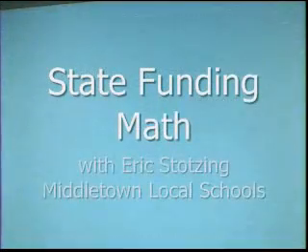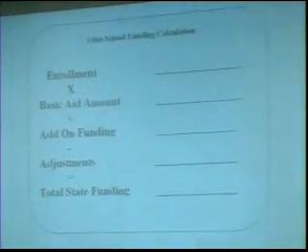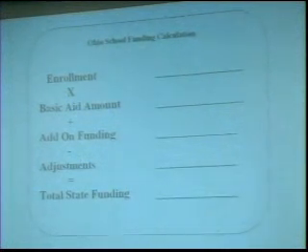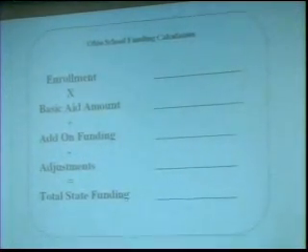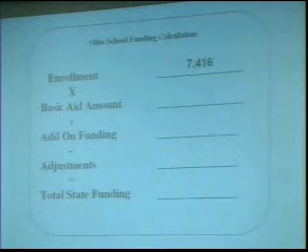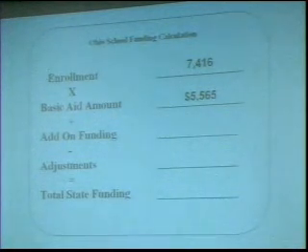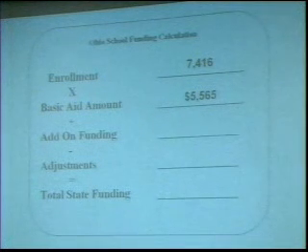What I'm going to do is go through an example. If you look at the funding calculation to show you how all of this fits together, our funding is derived from enrollment. Well, enrollment is the number of kids we have. If you look at the pure number of kids based upon what the state formula says, we would have 7,416 kids. You would multiply that by $5,565, which is the state basic amount that the state says we're going to give you.